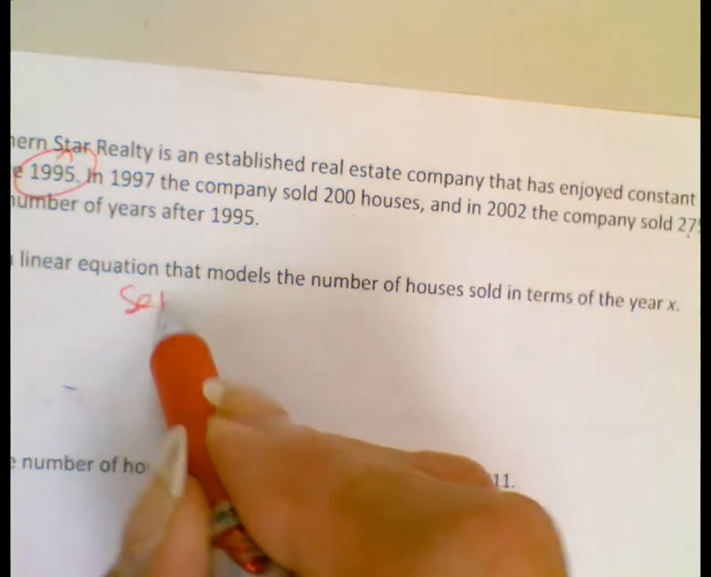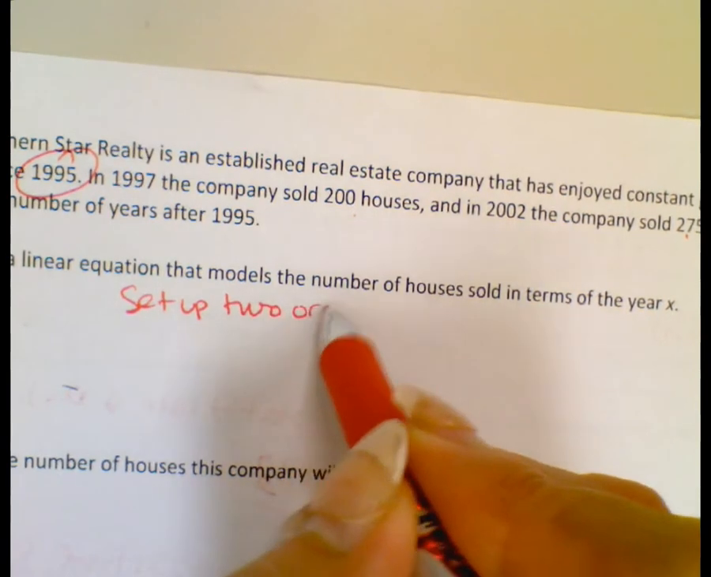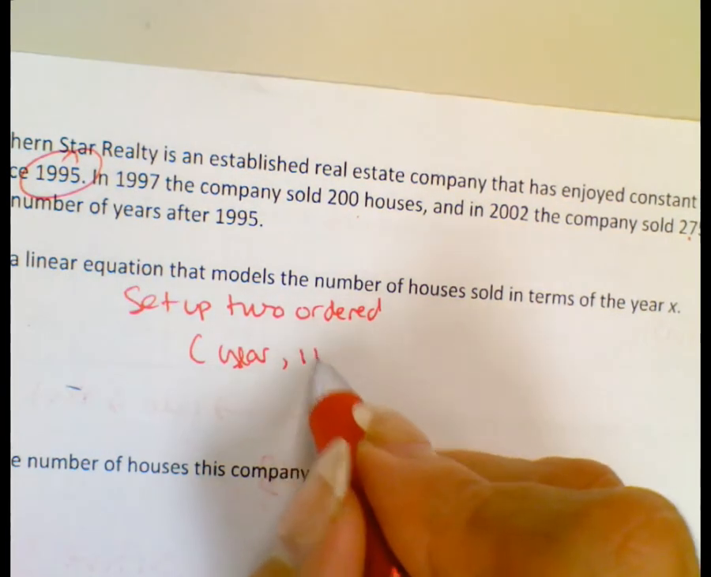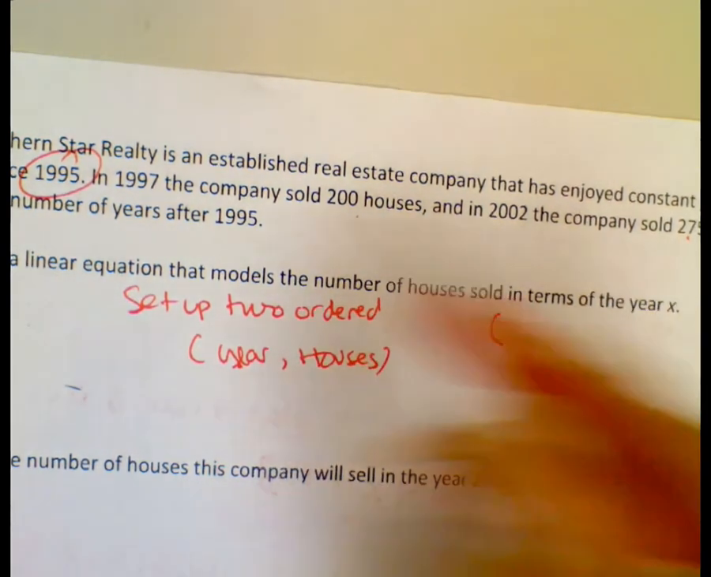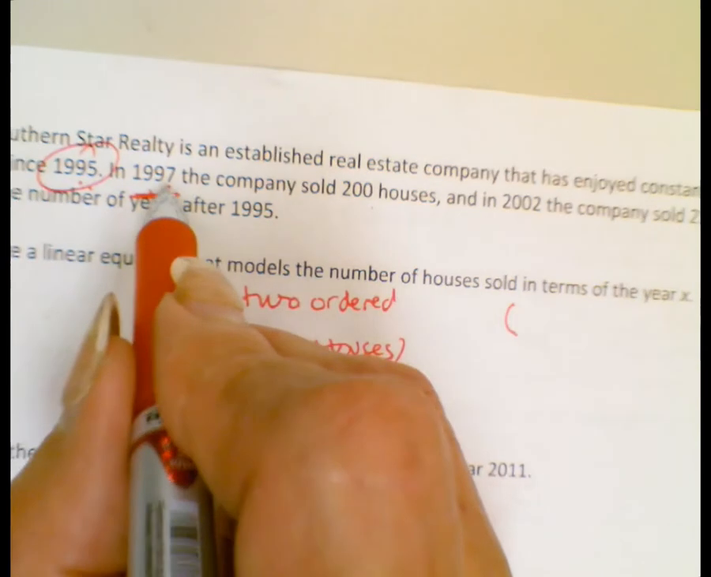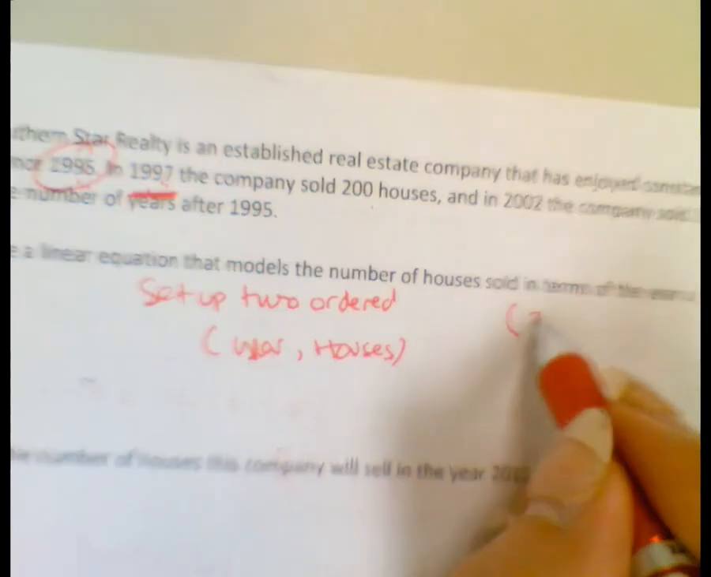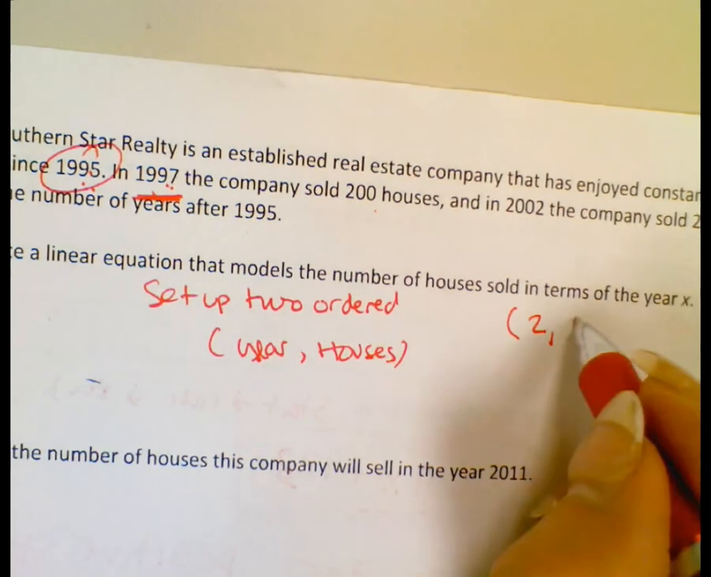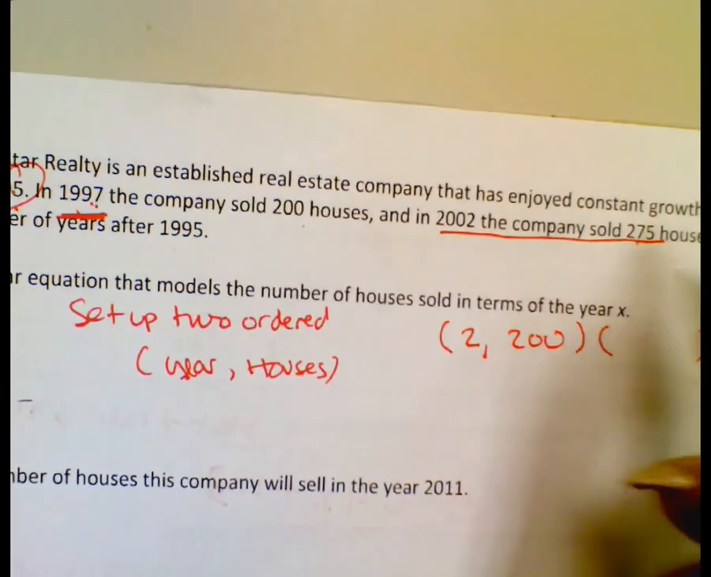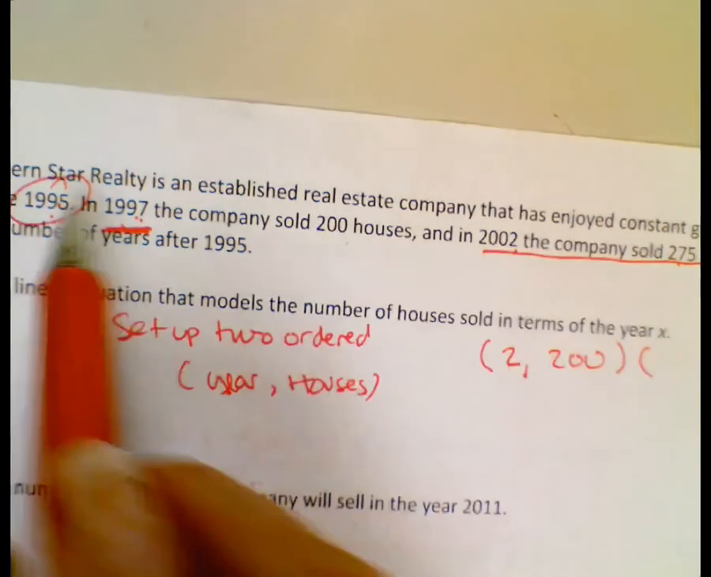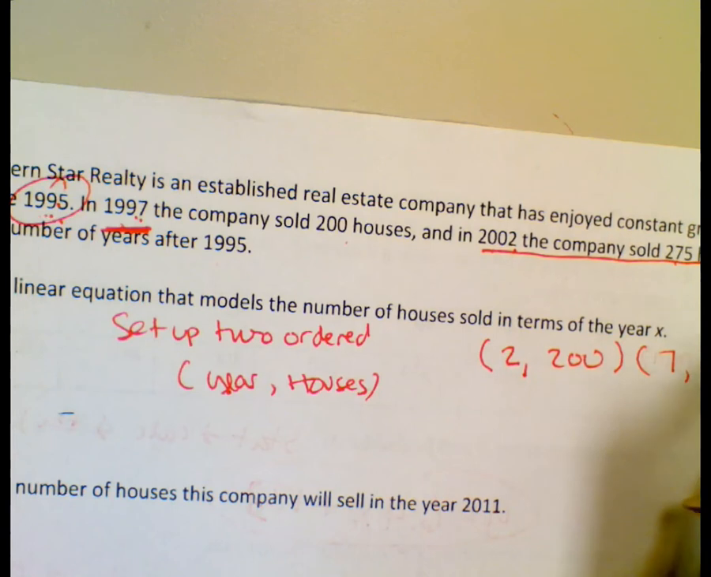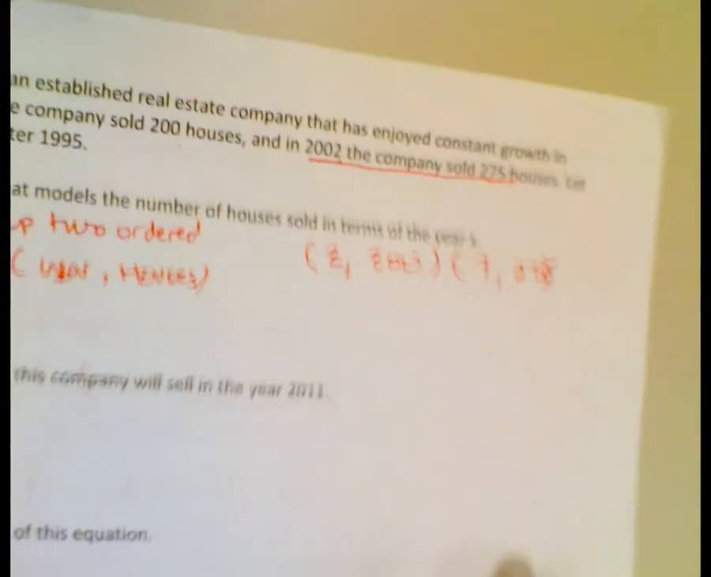So you're going to set up two ordered pairs. When you do ordered pairs, you always do year and then houses. So the first one, 1997. How many years is that since 1995? So do not use 1997 in your ordered pair. So 1997 since 95 is 2. And then you sold 200 houses. So that's your first ordered pair. Second ordered pair is 2002, 275. From 1995 to 2002 is 7 years. And they sold 275 houses. So those are your two ordered pairs.